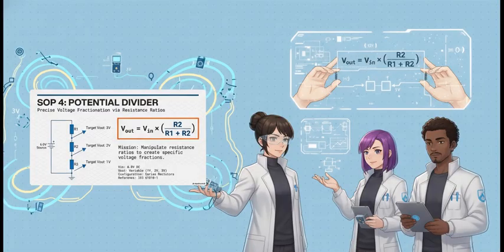And for our final procedure, the potential divider, this is where it all comes together. Your mission, should you choose to accept it, is to take a 6-volt source and, by picking just the right resistors, slice that voltage up into smaller, precise outputs. This is hands down one of the most useful circuits in all of electronics.